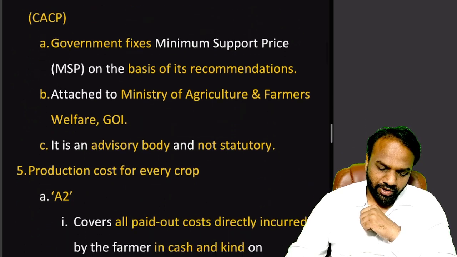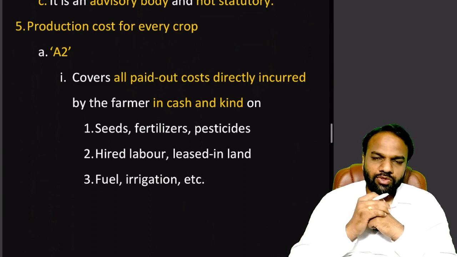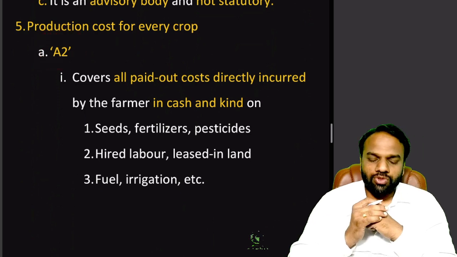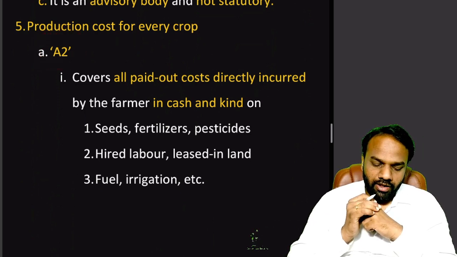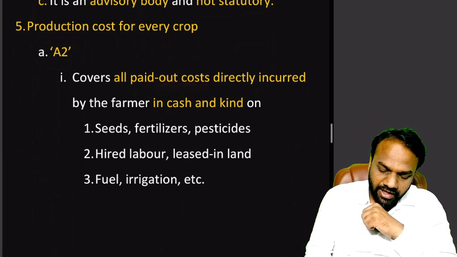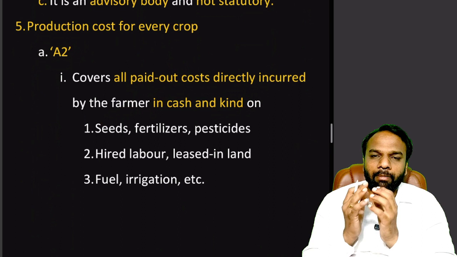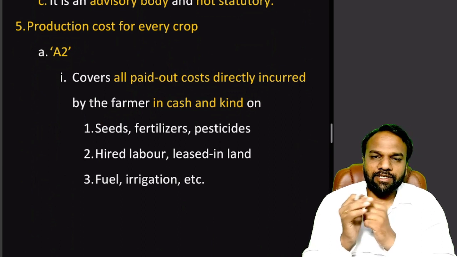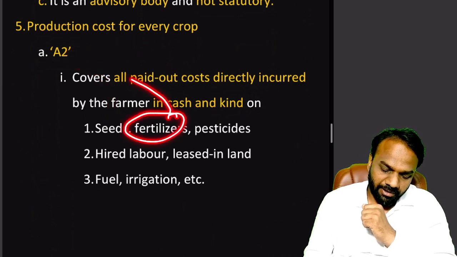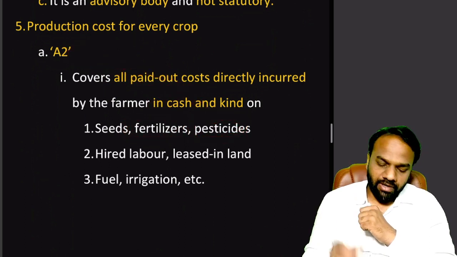Next we shall look into the cost involved in the production of a crop. There are various terminologies used. For example, we come across a terminology called A2. A2 includes certain production costs. What are they? All paid out costs directly incurred by the farmer in cash and kind on seeds. Whatever amount a farmer has spent in purchasing seeds will be part of A2. Similarly, the cost spent on purchasing fertilizers is also part of A2. Pesticides, A2. Similarly, hired labor.